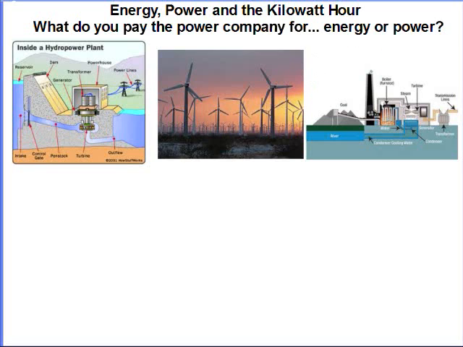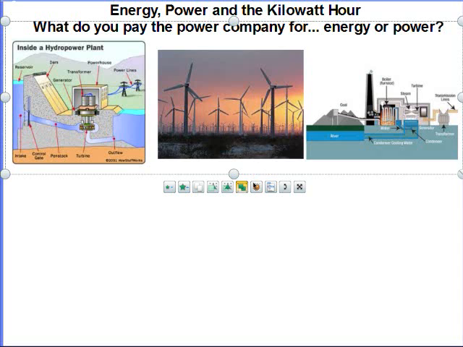A lot of times we might think that we would pay the power company for electrical power, but in reality we're actually paying for energy. So we have three different kinds of power plants here: a hydropower plant, a wind farm, and the traditional coal plant. Really what these are doing is converting energy from one form into another. When they supply that energy to us, they're supplying it via electricity, and the way that they bill us is in the unit called the kilowatt hour.